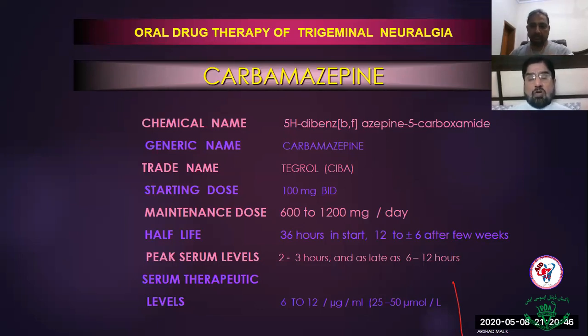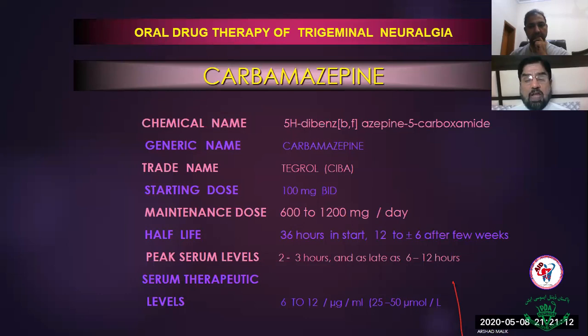A starting dose is 100 milligram BID, that means 200 milligram a day. Maintenance dose is up to 1200 milligram per day. Its half-life is 36 hours and it remains in the body even after a few weeks.